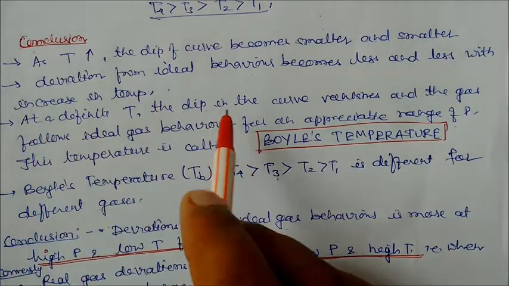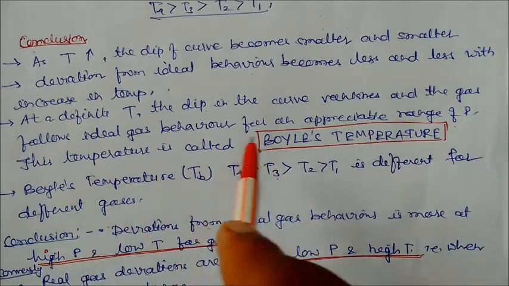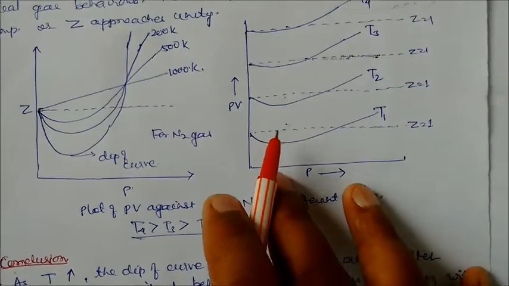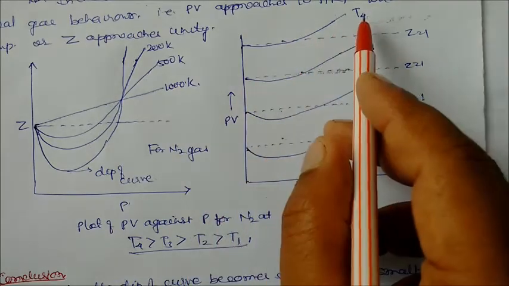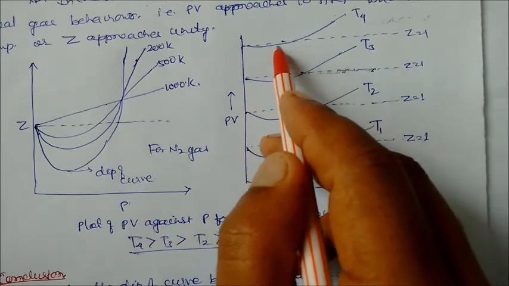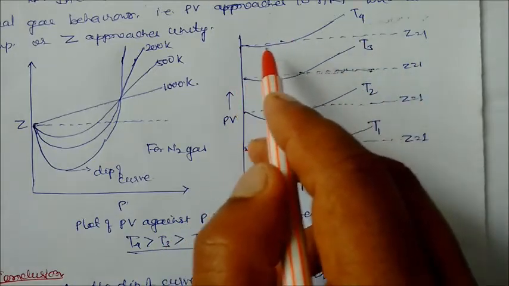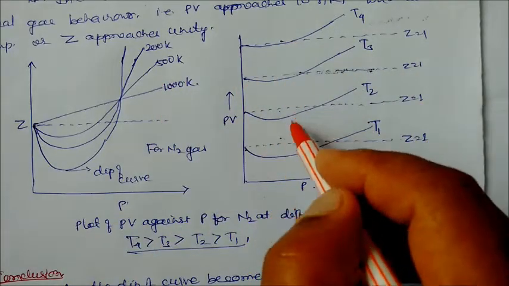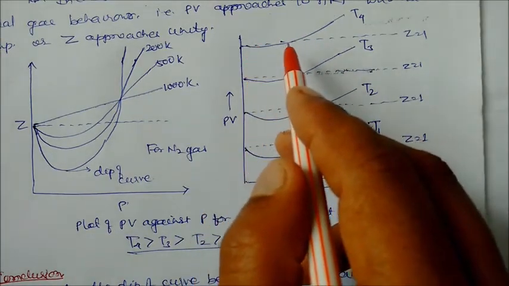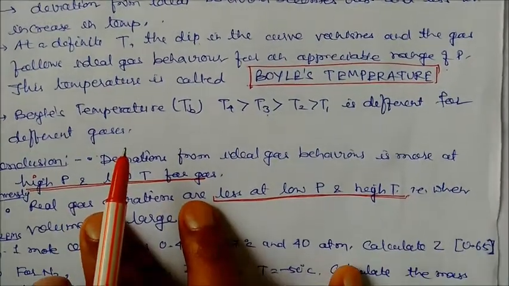At a particular temperature, the dip in the curve vanishes and the gas follows ideal gas behavior for an appreciable range of pressure. It's very clear, you can see here. This temperature, at which the gas behaves as an ideal gas over an appreciable range of pressure, is called the Boyle's temperature. This is not Boyle's law, this is Boyle's temperature, because at Boyle's temperature the gas will behave ideally. Learn and understand this definition; it will be very helpful for the examination.